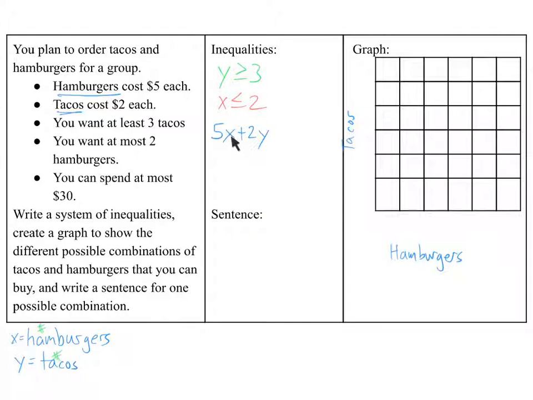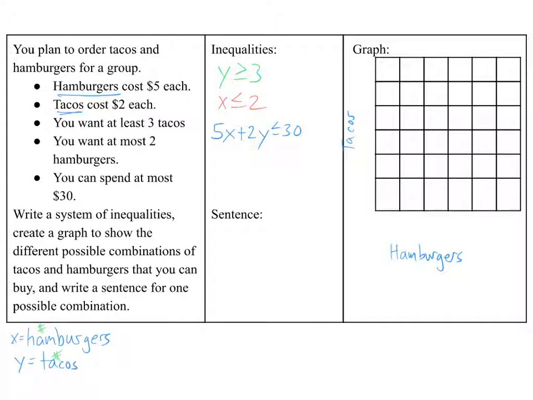So if I bought 1 taco and 1 hamburger, I'd put a 1 there and a 1 there: $7. But what's the most I want to spend? 30. So I want this to add up to no more than 30, less than or equal to 30, because it's at most 30. So this is the cost. The number of tacos has to be bigger than or equal to 3. The number of hamburgers is less than or equal to 2. And the cost has to be at most 30 bucks.